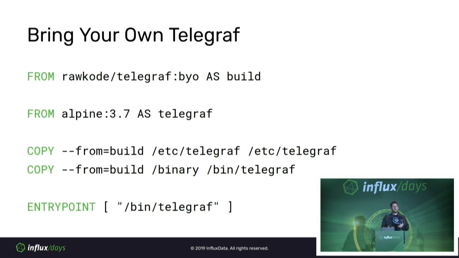But once that build is complete, we're using the multi-stage build to pull in the artifacts from the build layer and give ourselves the Docker image. And that's all these instructions are doing. So we're saying COPY from build, we grab the Telegraf configuration, and we grab the binary. That's it.